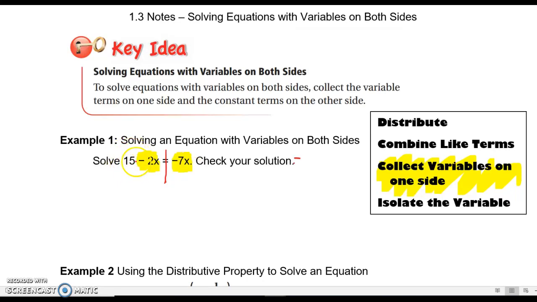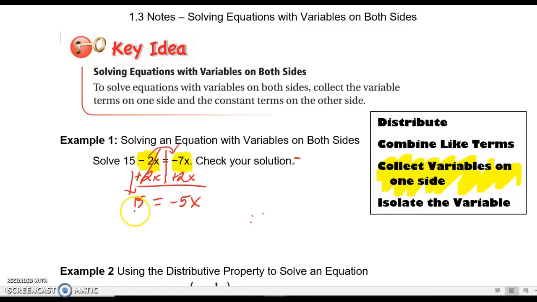So because the constant is already on the left-hand side, we're going to try to get the 2x to the other side. And the way that we do that is by using an inverse operation. So I'm going to add 2x to the left, 2x to the right. Remember, this is our zero pair, so it's going to cancel. Our 15 is going to drop down. And using our integer rule, negative 7 plus 2 is negative 5x.